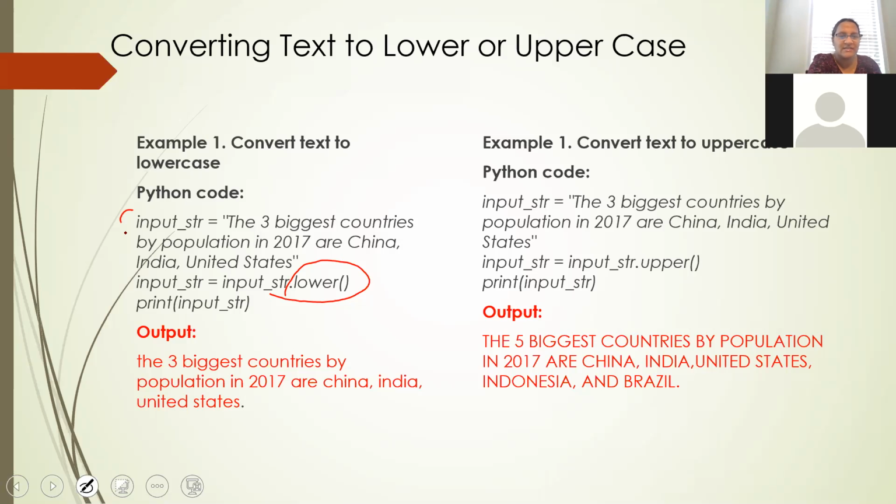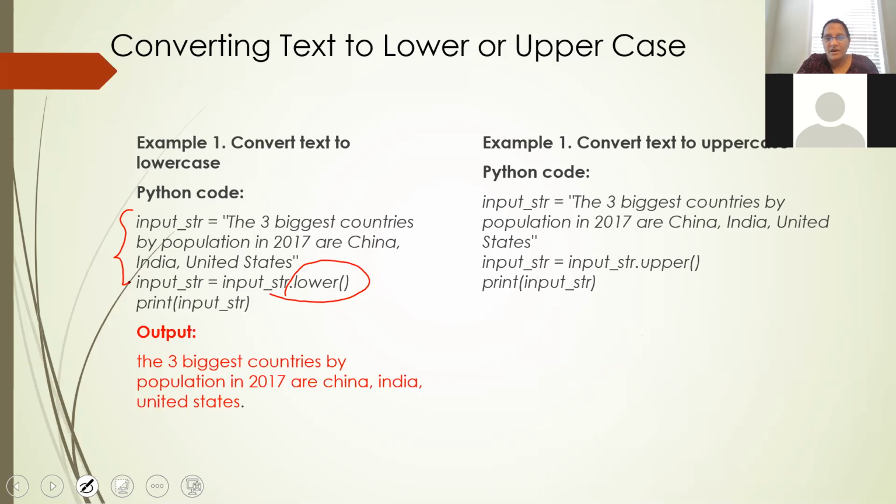So what exactly is there is an input string, and the input string is: the three biggest countries by population in 2017 are China, India, and United States. Now, as you can see, my input string has both lower and upper cases. I want to convert this whole string into lowercase. So this whole text is saved in a variable called input string.